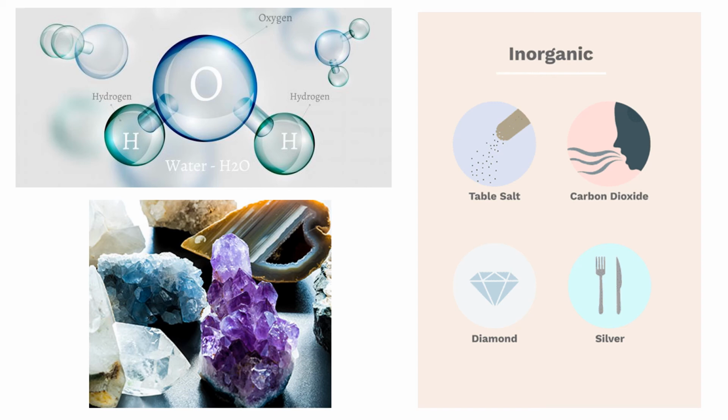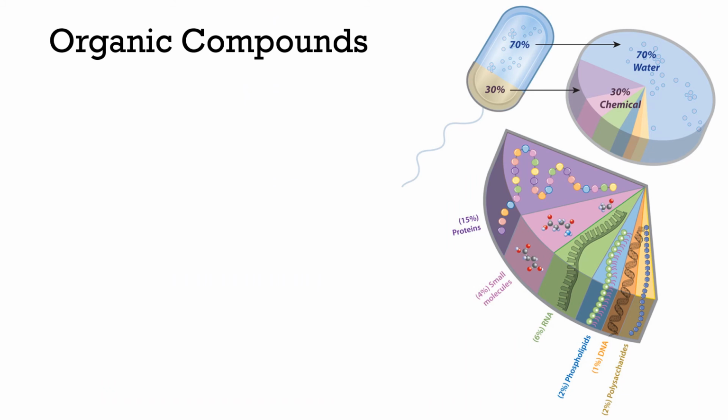The first is inorganic, and inorganic are things that are non-living. So you can think of things like water or rocks, diamonds, silver, gases like oxygen and carbon dioxide. All of these things may be essential for life in the sense that we have to consume some of them, or they're byproducts of life forms, but they themselves are not living. The compounds that are going to be a part of living organisms are going to be called organic compounds.